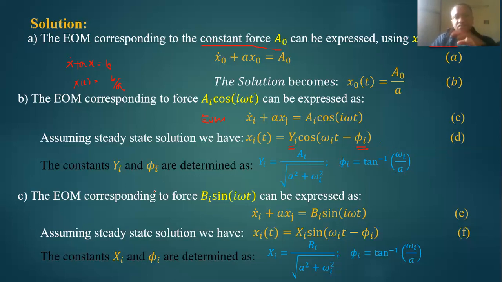Again, for the third term, the term with sine in our equation, the governing equation is x dot i plus a xi, which is equal to bi sin i omega t. And the steady state solution for this is xi of t equals Xi sin of omega i t plus or minus phi i. So here also we have two constants to be determined. We find these constants like this.